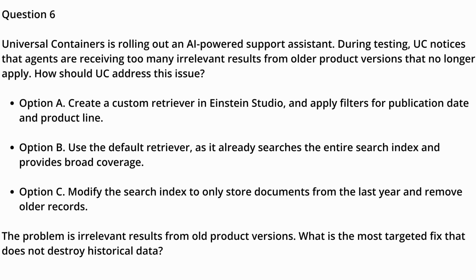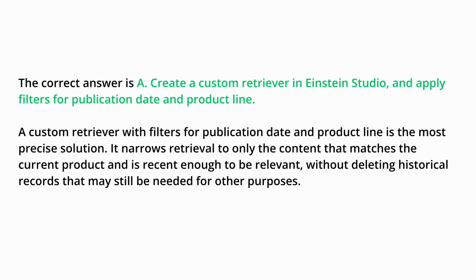Option C, modify the search index to only store documents from the last year and remove older records. The problem is irrelevant results from old product versions. What is the most targeted fix that does not destroy historical data? The correct answer is A.